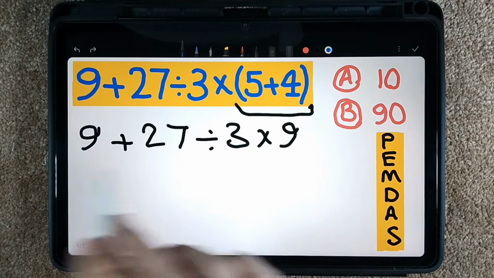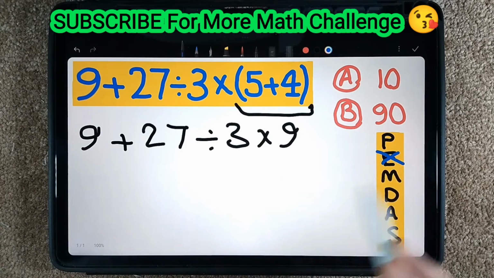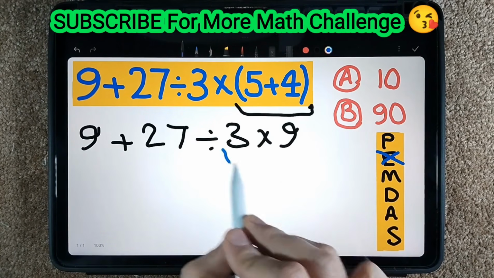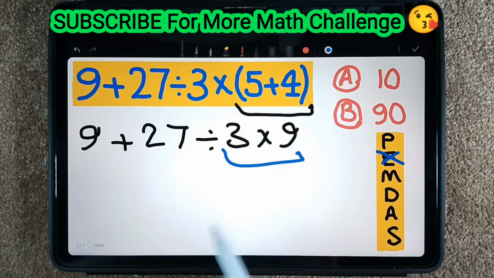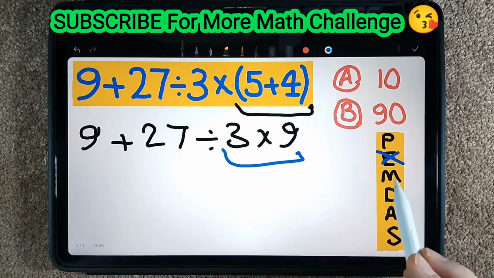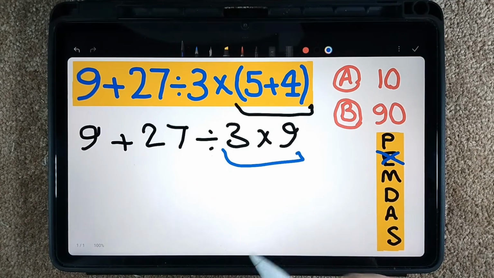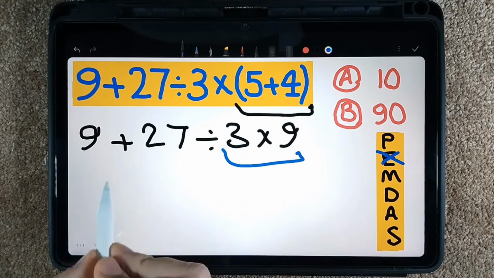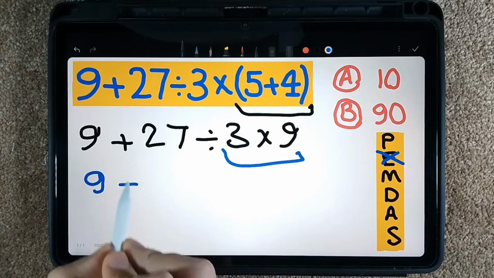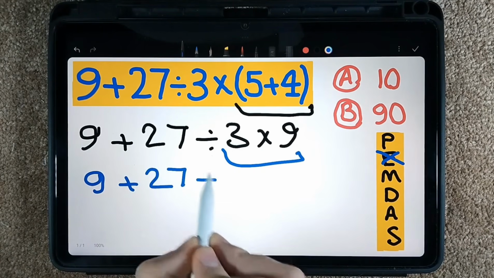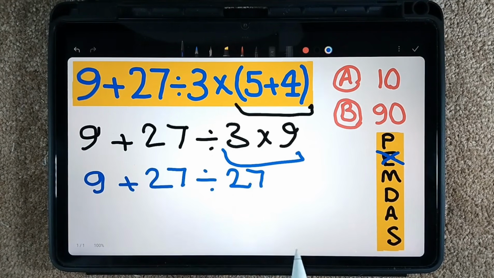Alright, now in this expression, we don't have any exponent. So, many people move on to the multiplication between 3 and 9 because they think multiplication or M has a higher priority than division. So, they simplify this expression and write it as 9 plus 27 divided by 27.